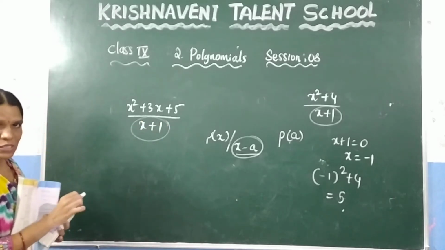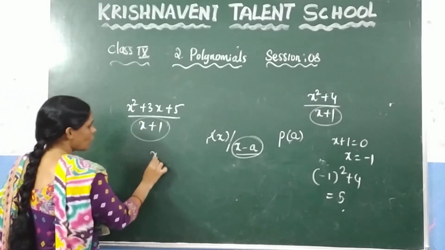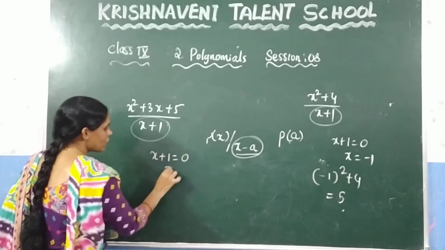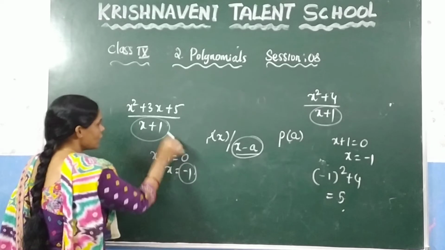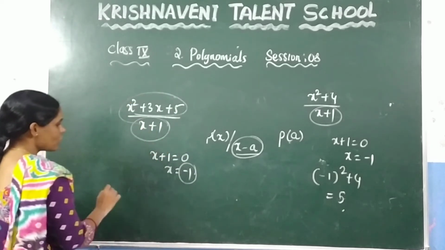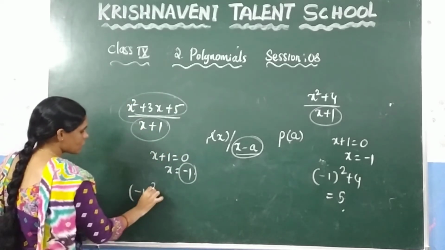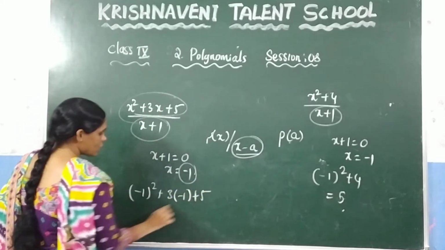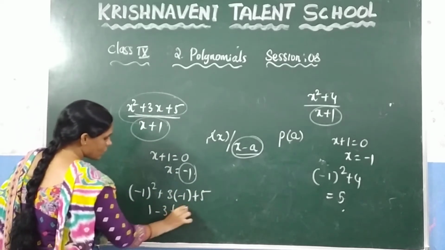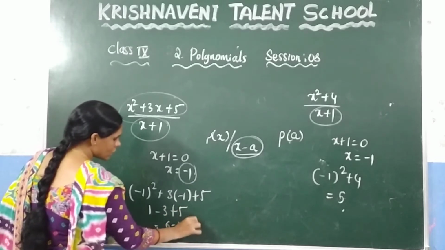If you want to find the zero of the divisor, equate the polynomial to 0 so that you will get the value of x, which is minus 1. Just substitute this minus 1 in the dividend. If you are substituting minus 1, what you will get here? Minus 1 whole square plus 3 into minus 1 plus 5. This is 1 minus 3 plus 5, which is 6 minus 3. You are getting the remainder as 3.